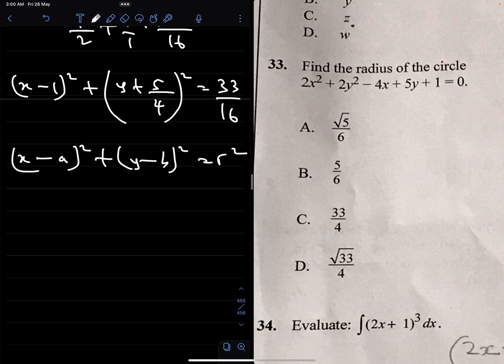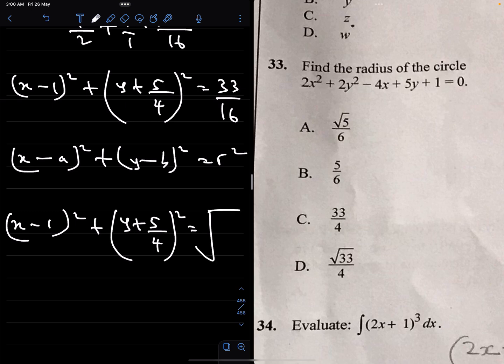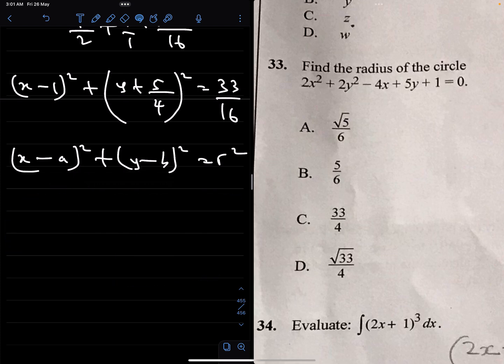So that means I can write it as (x minus 1) squared plus (y plus 5 over 4) all squared equals 33 over 16 is the same as the square root of 33 over 16. I think I have to move that back in the 2. Or let me even rewrite it. Let me rewrite that for space.